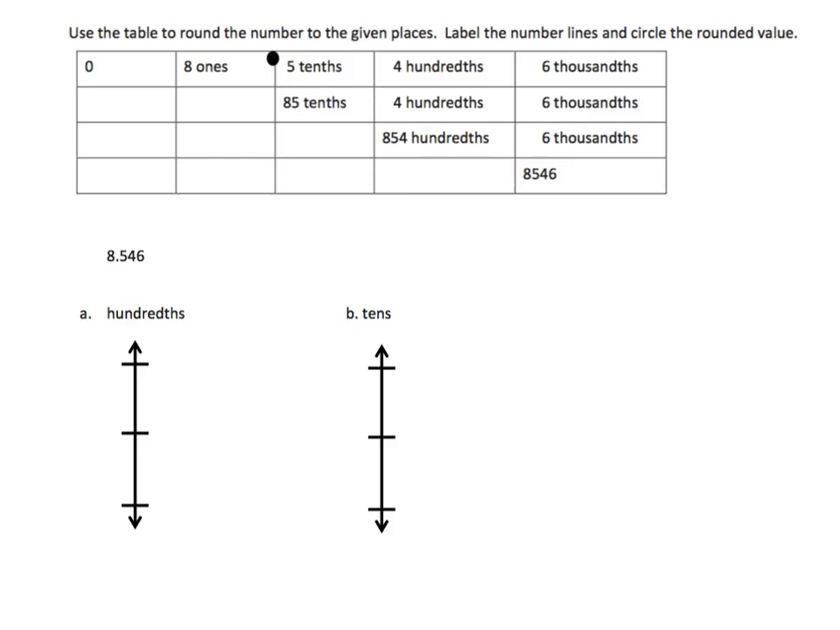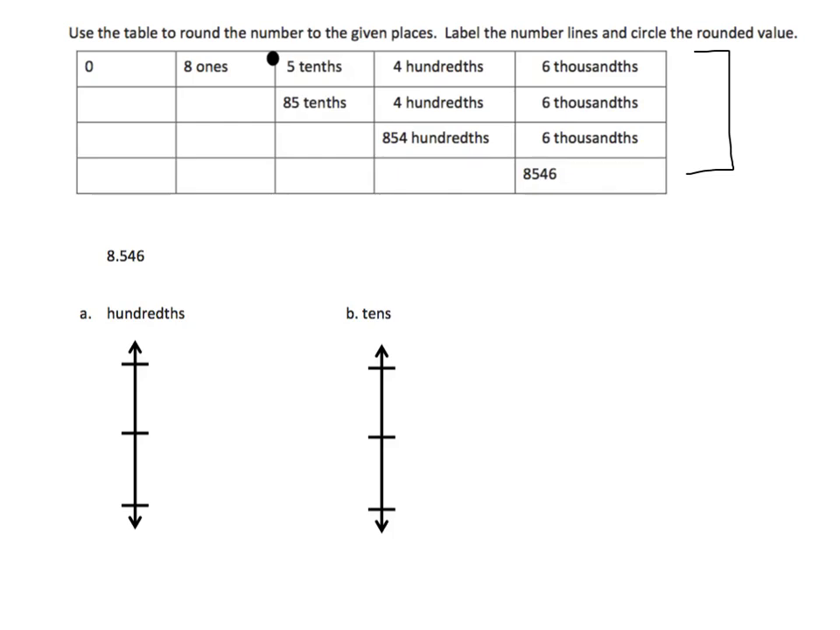Grade 5, Module 1, Lesson 7, Exit Ticket. They are asking us to use the table to round the numbers to the given places, label the number lines, and circle the rounded value. On the chart, they've decomposed the number that we're going to use. Decompose means to break up.